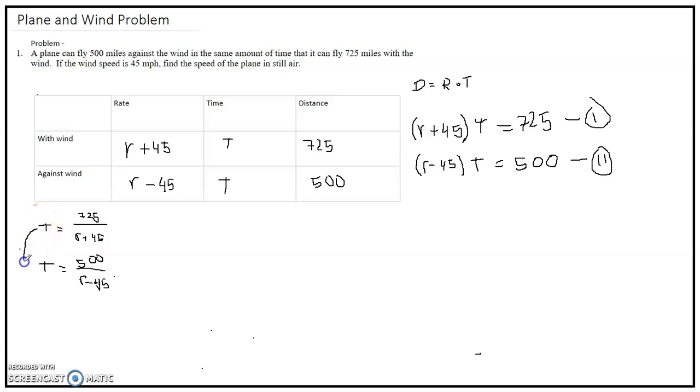We can see that t are the same, and also it states in the problem the same amount of time. So these two are equal, which means we will get 725 divided by r plus 45 equals 500 divided by r minus 45.